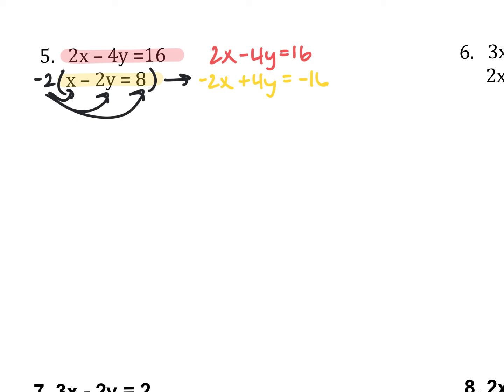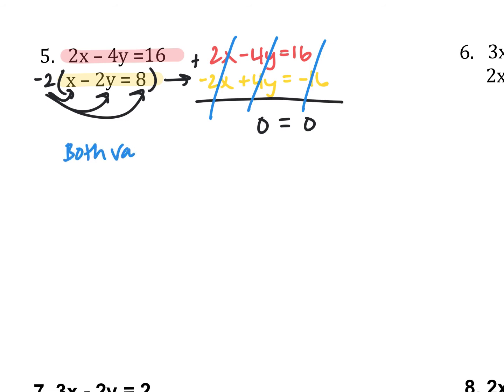Now we know when we combine the equations together, oh, the x's will cancel. The y's cancel in this case. Oh, well, maybe it's going to be no solution. But wait a minute. Look at what happens to our constants. 16 plus a negative 16 cancels as well. So we get 0 equals 0. So again, both variables disappear.